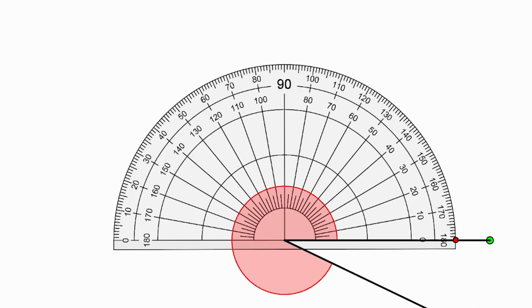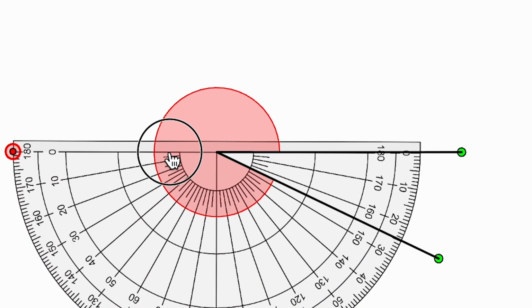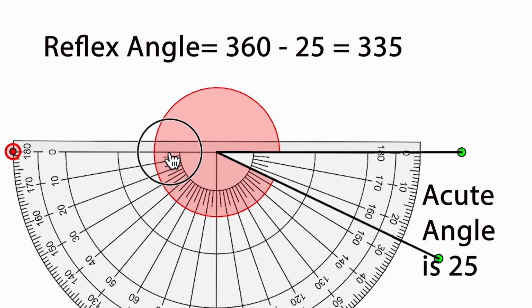Now, here's how you measure a reflex angle. Because your protractor is only up to 180 degrees, you measure the acute angle on the other side and subtract 360 degrees from the measurement. In this example, do you see that the acute angle was 25 degrees? So, 360 degrees minus 25 degrees gives us 335 degrees.